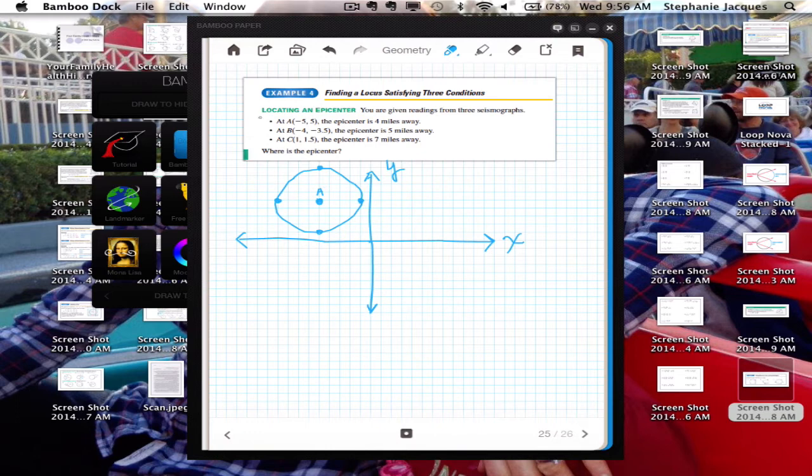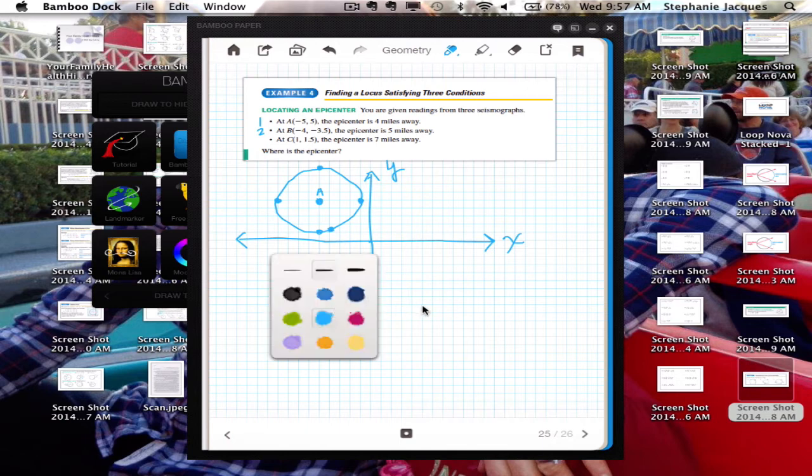Okay, now we did 1, now let's do 2. So -4, 1, 2, 3, 4. And down 3.5, so I go 1, 2, 3.5. So I have my point right there, and it is point B. And it says the epicenter is 5 miles away. So I go 1, 2, 3, 4, 5 in each direction.